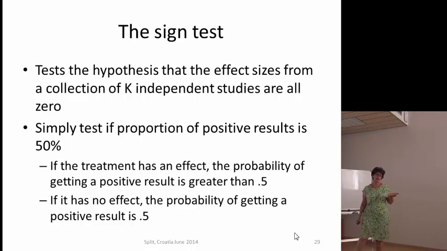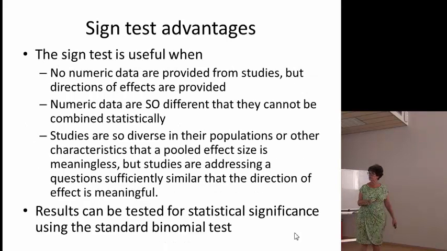If the treatment has an effect, the probability of getting any positive result is going to be larger than 0.5. If it has no effect, the probability is going to be 0.5. If in fact it's killing your patients, you should have more on the negative side, or if you're looking for any kind of adverse effect. Okay?